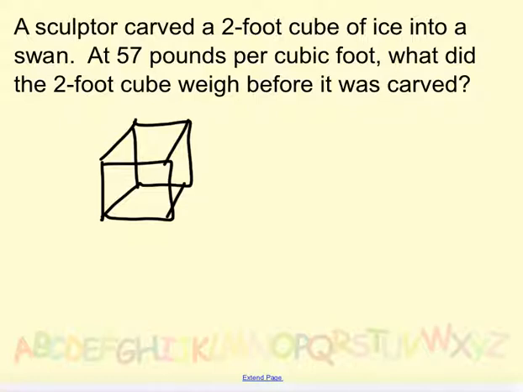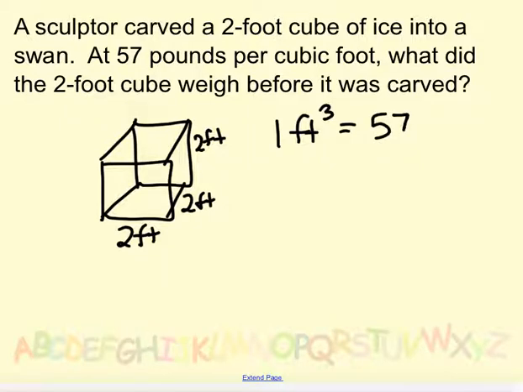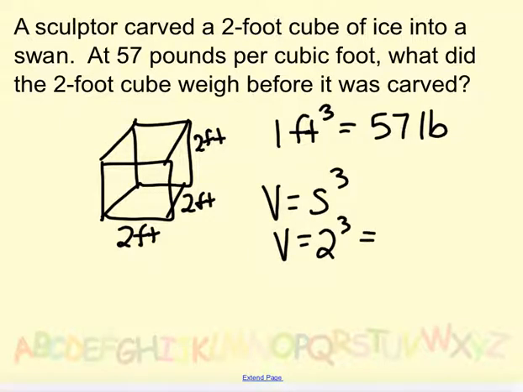Well, what we're saying is this cube has side lengths of 2 feet by 2 feet by 2 feet. So the volume of this thing is what we're looking for, because we know that 1 cubic foot, so 1 foot cubed, is the same as 57 pounds. So I need to know the volume of this thing so I can multiply it by 57 to get how much it weighs. So I'm going to find the volume by doing s cubed. So I do 2 cubed, giving me 8 cubic feet.